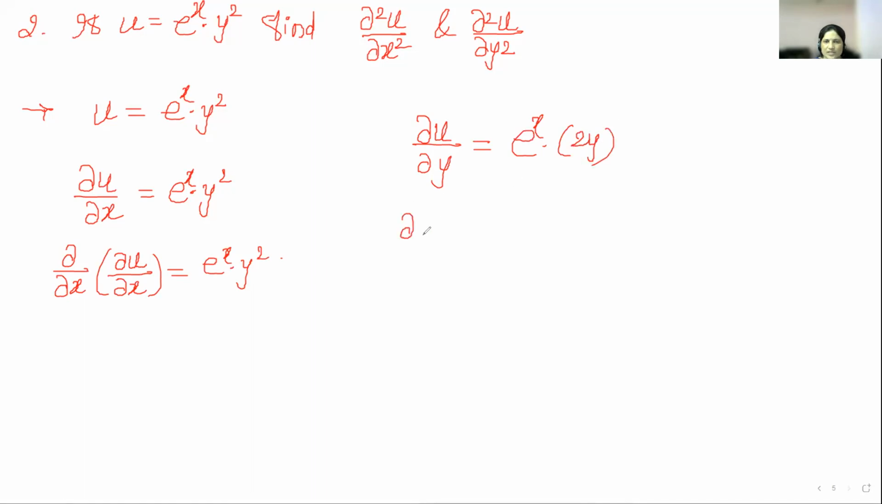And if we are differentiating this function again with respect to y, it gives ∂²u/∂y². So it is 2 into e raised to x. Is it okay?